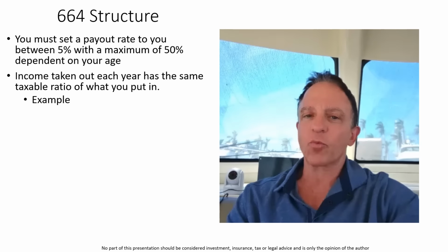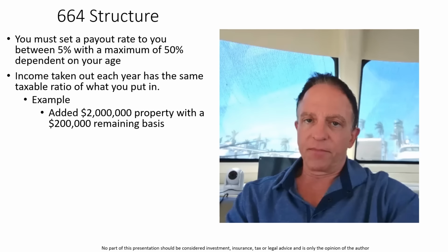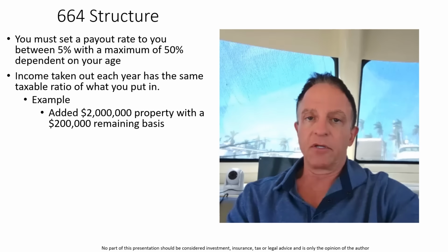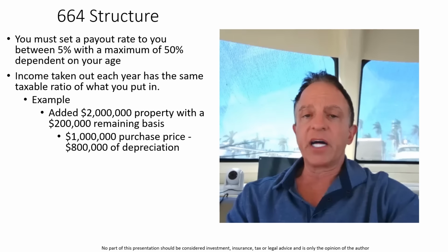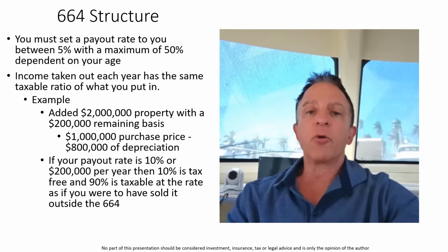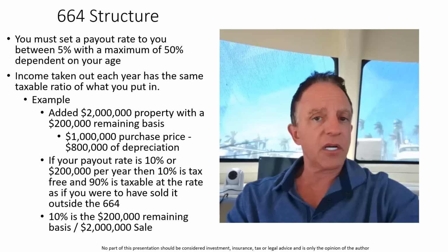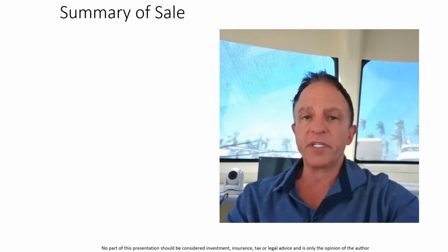Okay, so where do we come up with this ratio? Well, here's the example. Let's say that I added the $2 million property. If you remember, we had $200,000 of basis left, 10%. Remember that number, because that's how you figure out your income tax ratio. So if I had the $1 million, I depreciated $800,000, I got $200,000 left. I put a $2 million property into the 664. My ratio is 10%. So out of that $2 million, whatever income comes out, 90% of it is going to be taxable, and 10% will be tax-free.